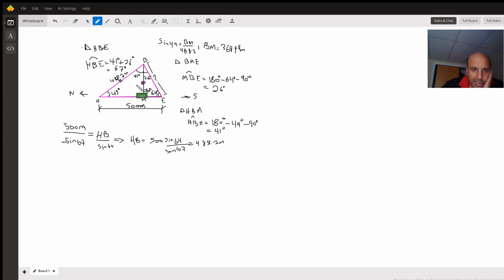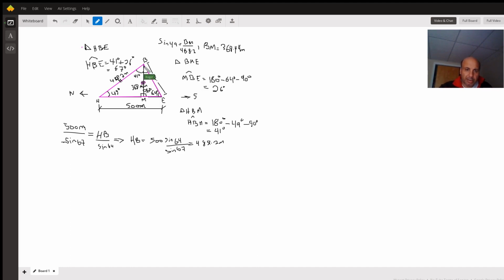So we found this length BM to be 368.4 meters. I'll write it down here, 368.44 meters. There isn't much space to do that.